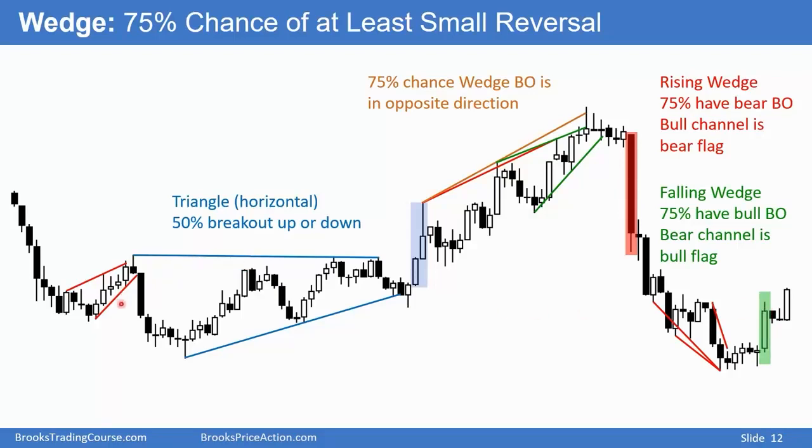A triangle, 50% chance you'll get a downside breakout, 50% chance you'll get an upside breakout. 50% chance the first breakout will reverse. We have a triangle, we have a bear breakout, and it reversed.